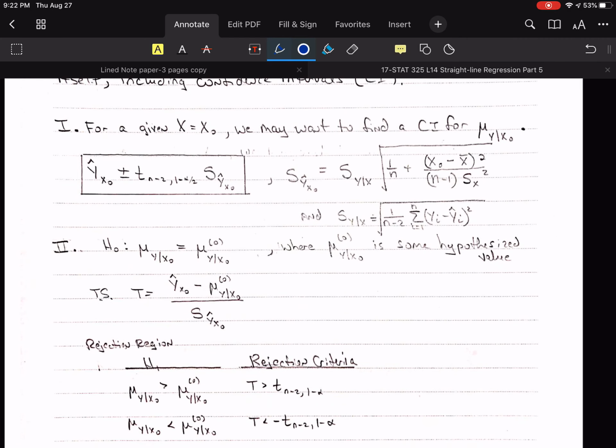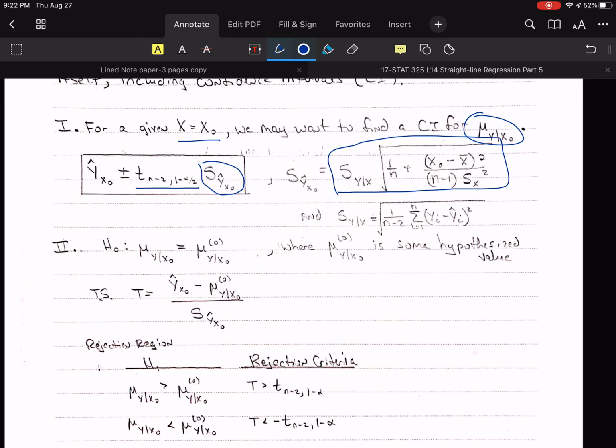So for a given value of x, let's say x equals x naught, let's say we want to find the confidence interval for the mean first. So we're going to use y hat sub x naught, plus or minus our t value, t with n minus 2 degrees of freedom, 1 minus alpha over 2, times s sub y hat of x naught. And here is the expression for s sub y hat of x naught.